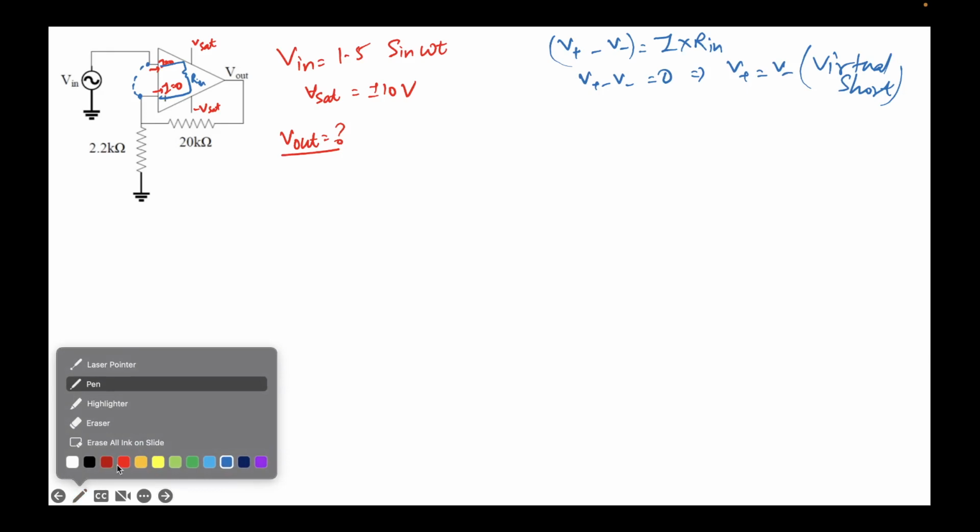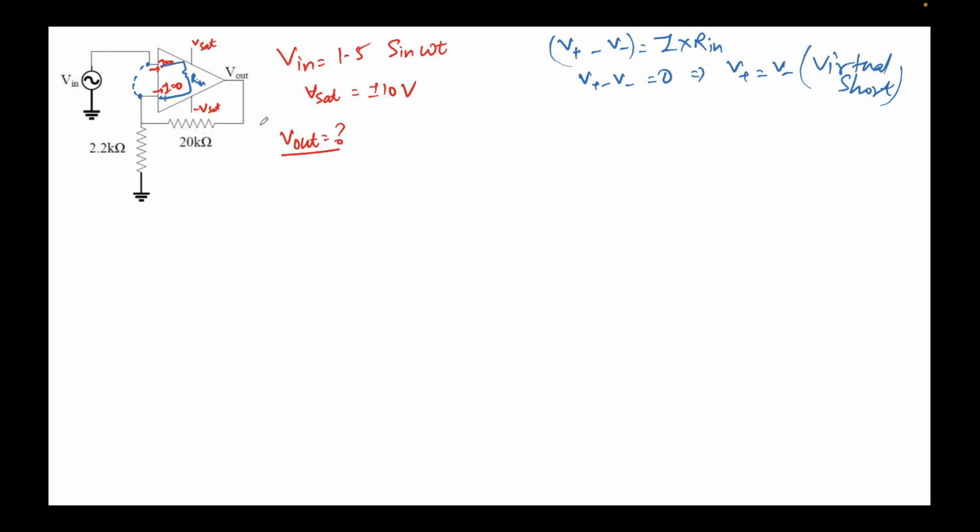Right. Now let's try to solve this problem. We are given an input voltage and some saturation voltage. We need to find V out. So let's assume that the value of this node is Vx. Now we know this is the virtual short condition. So V plus is Vx and V minus is Vin. So we got this value: Vx is equal to Vin. Let's label this as equation 1.